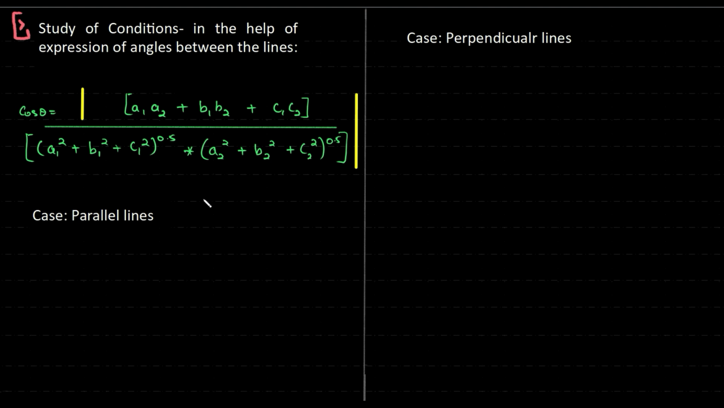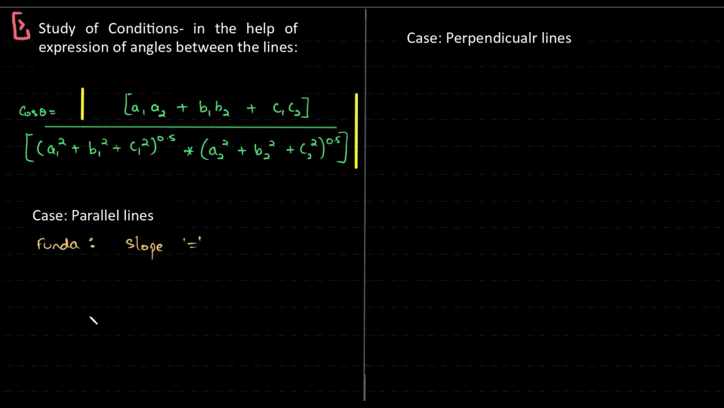Can you think when are lines said to be parallel? When their slopes are not equal, right? No, wrong. When the slopes are equal. When the slopes are equal, then the lines are parallel. So indirectly, what are we telling?